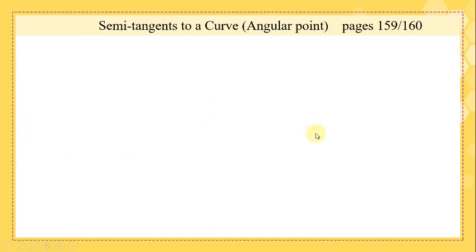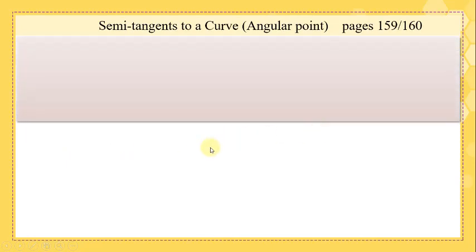Okay, we continue. Now we will talk about another idea, semi-tangents to a curve. Now we are talking about the idea where we have not one tangent to the curve, we have two semi-tangents at the same point to the curve. This point is called angular point. Read pages 159 160 for more information.